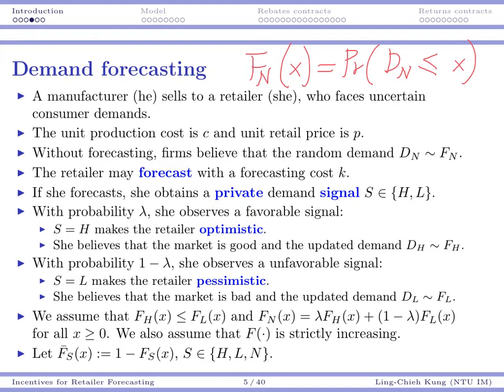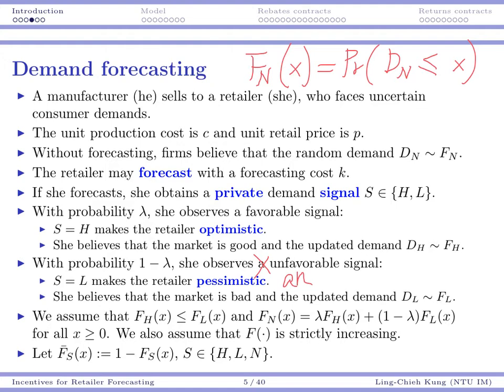Before we do the forecasting, we expect that with probability lambda, we will see a good signal. That's going to make the retailer optimistic. And then she will update her belief about the random market to another random variable D_H with another CDF called F_H. Otherwise, with probability 1 minus lambda, the retailer is going to see an unfavorable signal. And then the retailer will become pessimistic and use another random variable D_L. We will assume that if you are optimistic, then your CDF F_H would be smaller than F_L. Keep in mind that F tells you the probability for the demand to be smaller than x. F_H is always smaller, so that means your demand is basically higher.